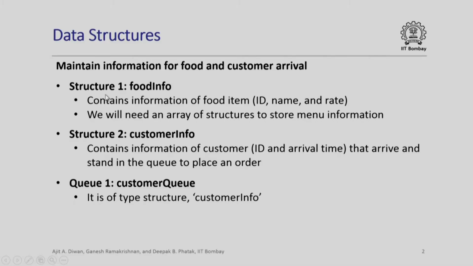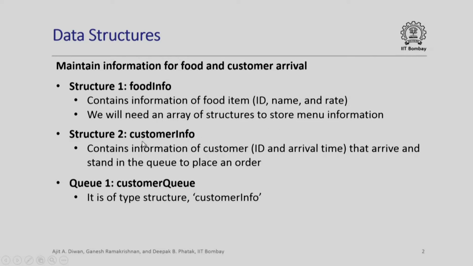The data structures that we will require first will be information to be stored for food and customer arrival. So, one structure we use is food info, which contains information on food item, name and rate. We will of course need an array of structures to store complete menu information. We will see how this is handled.